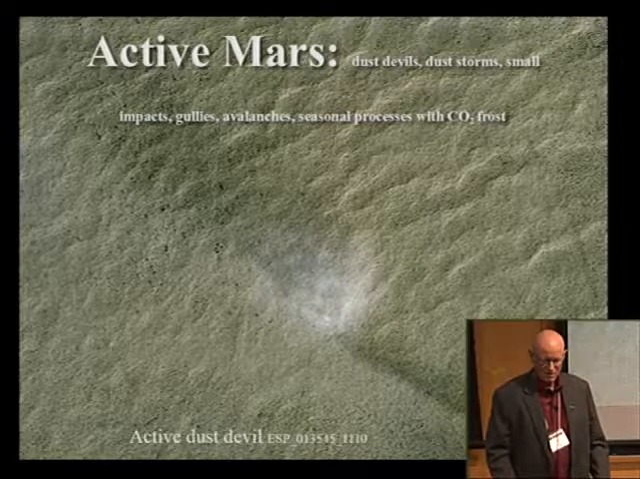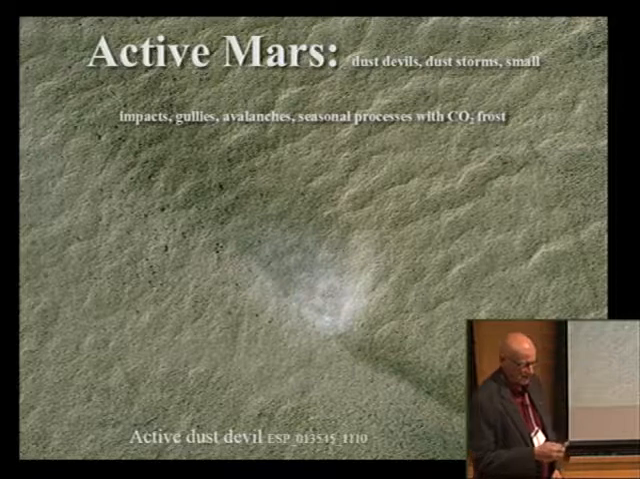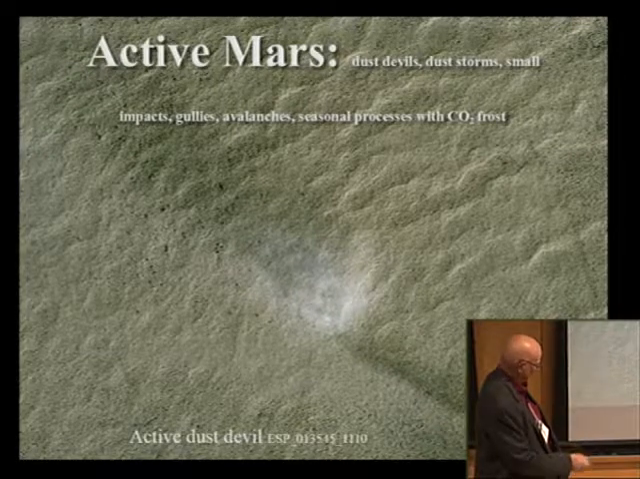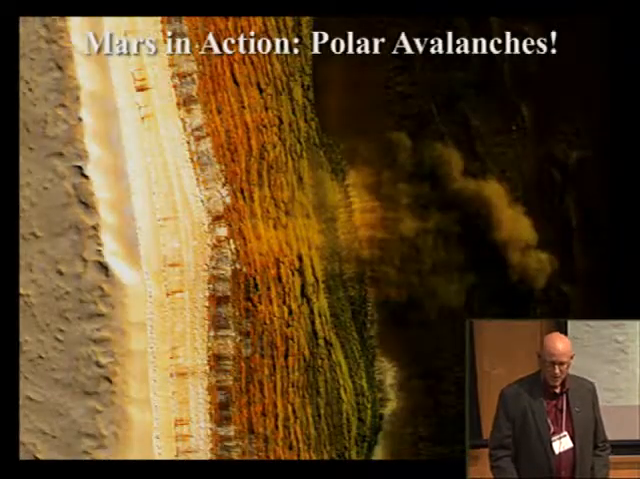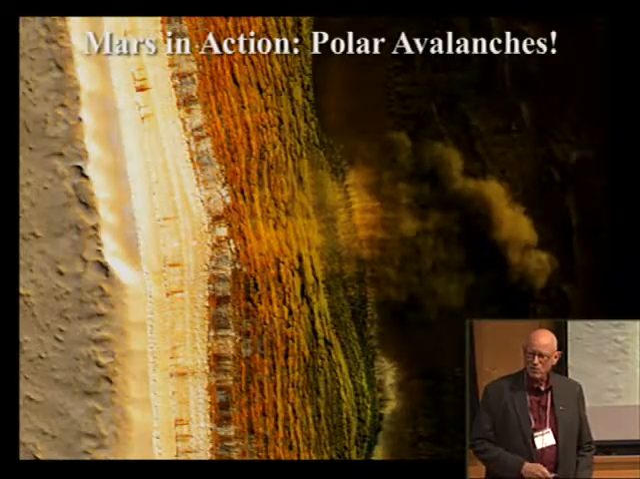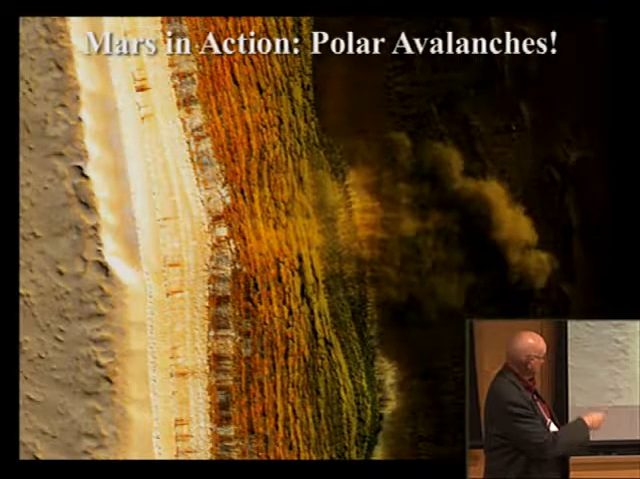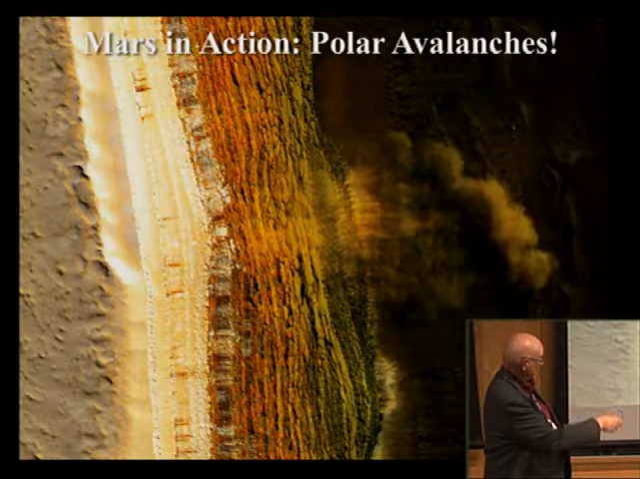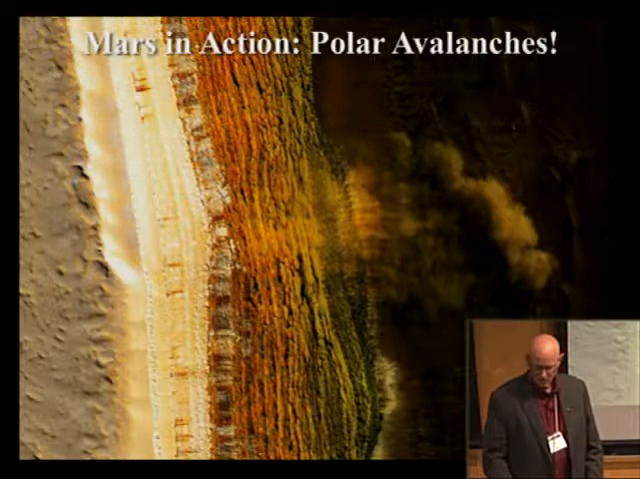And then Mars is active, so they've actually taken pictures of things happening, like this is a dust devil, and that's the track that's formed behind it. We've seen avalanches in the polar region where there's a steep slope here. This is ice and layers of ice with various amounts of dust. And there's been a landslide, and you can see the dust coming up from the landslide. So Mars is an active planet.